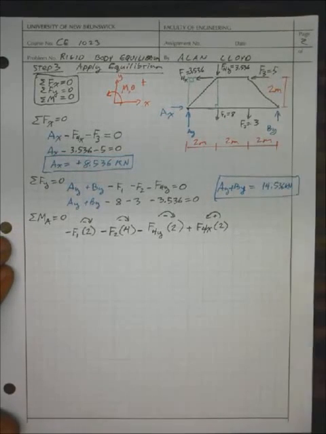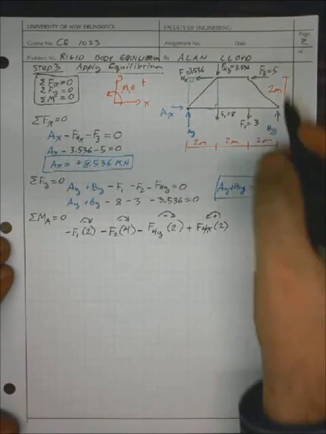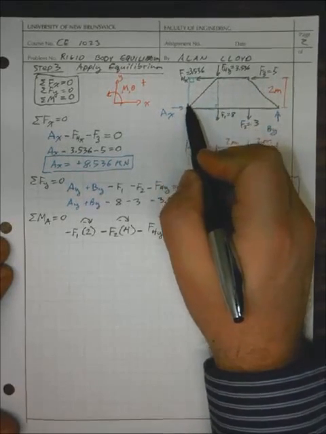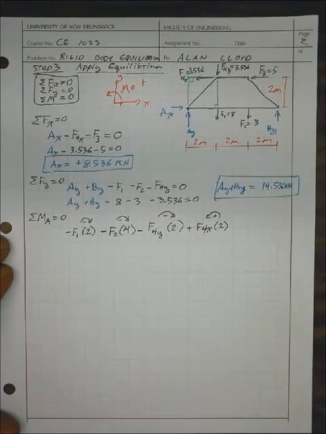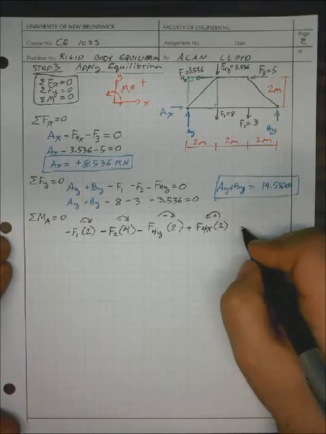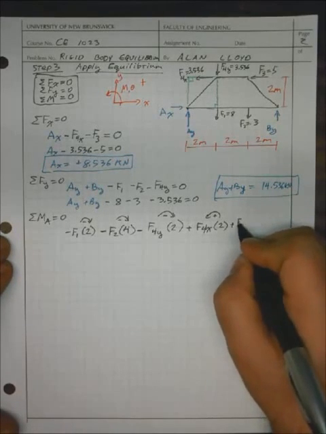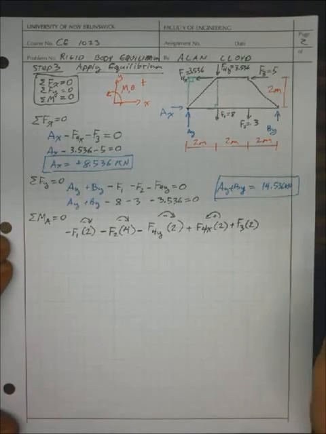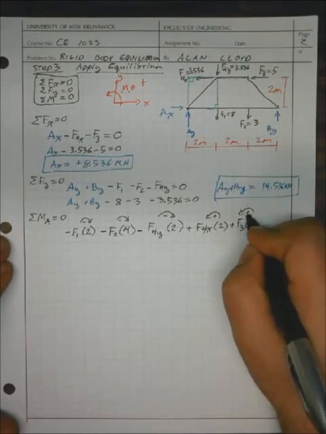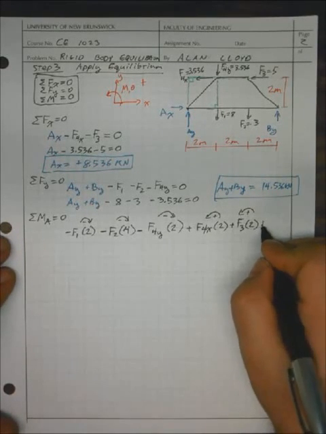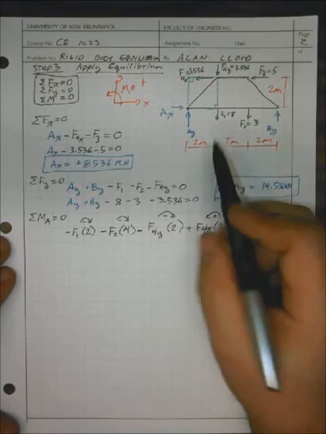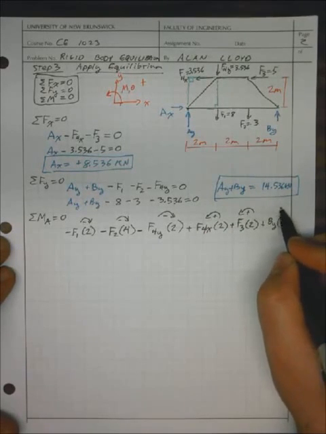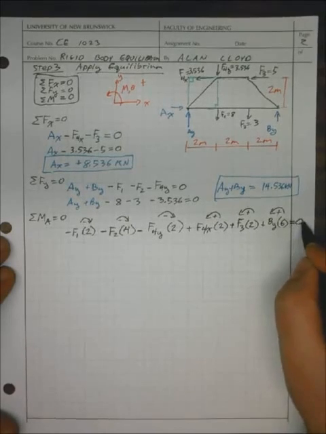In addition to that, we have F3, and we can do the same thing. We can extend the line of action of F3 until we reach a point that is perpendicular, that extends through the point about which we're taking the moment. And this has the same moment arm as F4x. And it's also a positive moment. And finally, we have one last moment term. We have By. And By also produces a positive moment, and our moment arm in this case is 2, 4, 6 meters. And all of that is equal to 0.